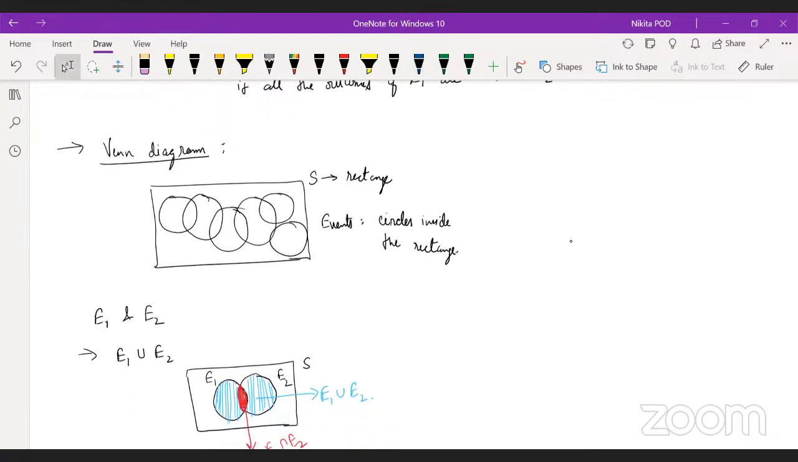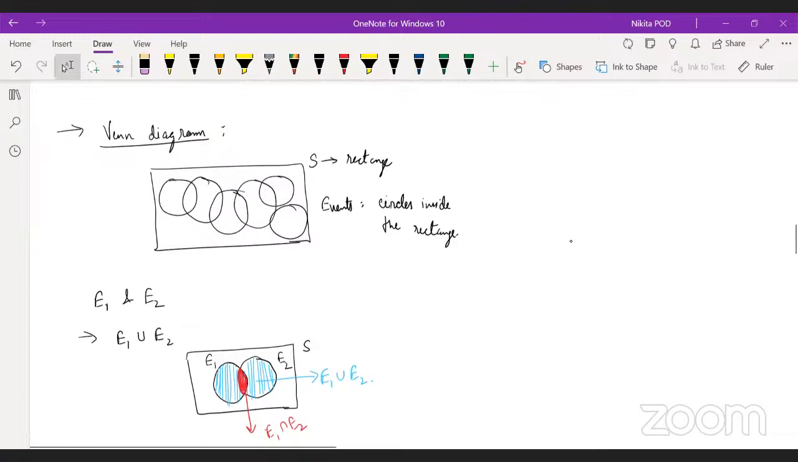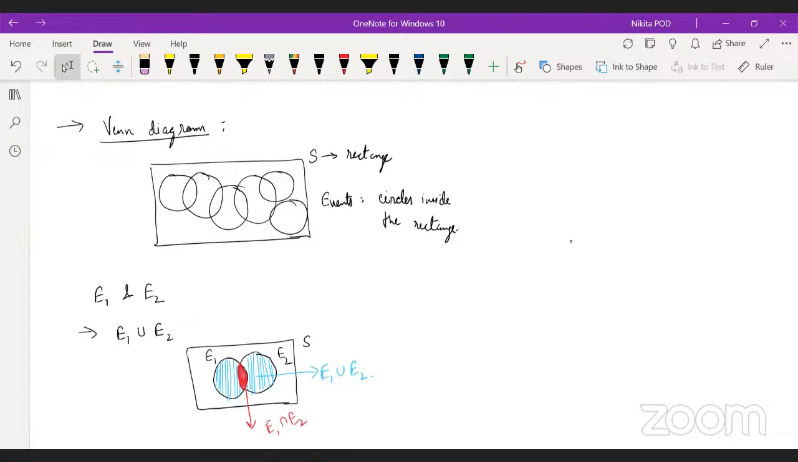Then we have Venn diagrams. In Venn diagrams, the rectangle that you see, we generally denote as the sample space, and all the events that we define on the sample space are denoted using circles inside the rectangle. Okay, this is what the representation is in a Venn diagram.